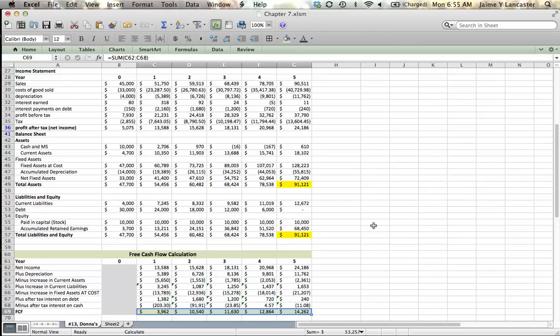All right, there's free cash flow. Happy calculating.